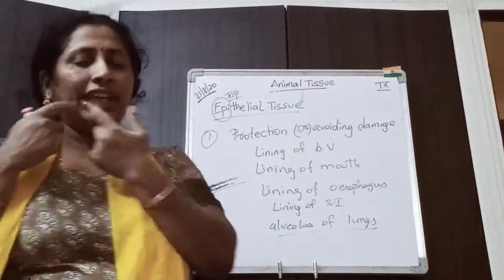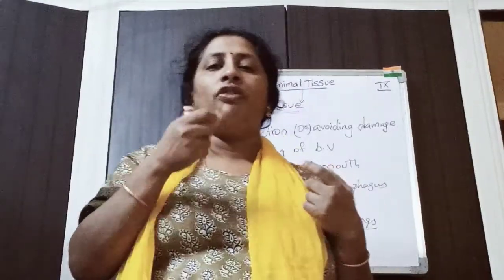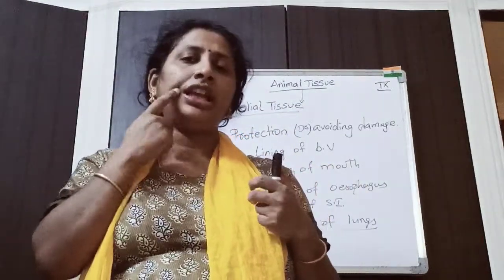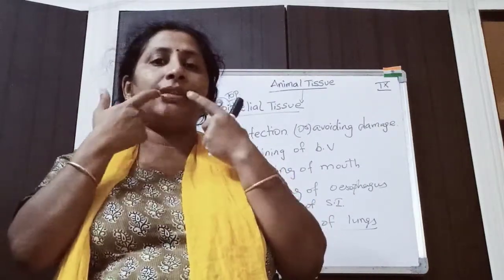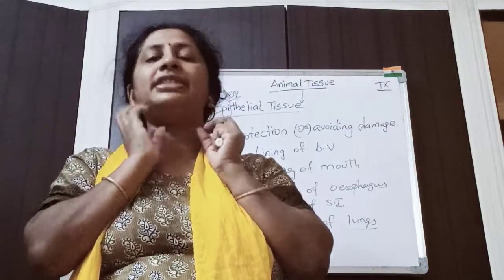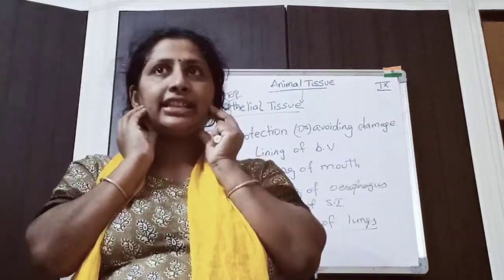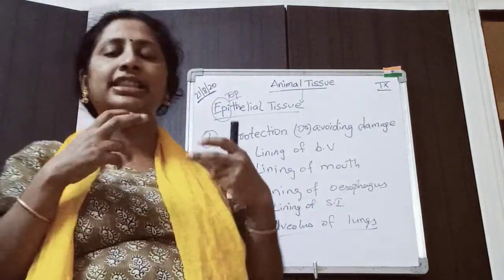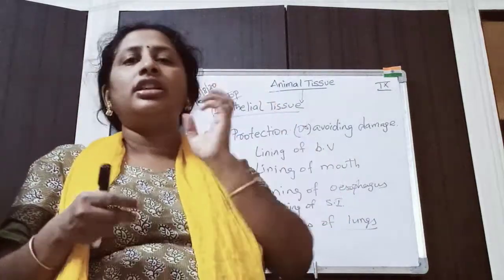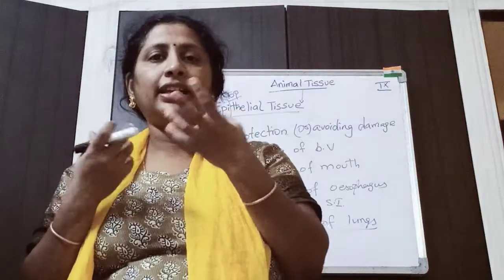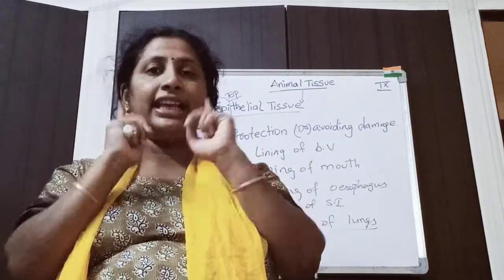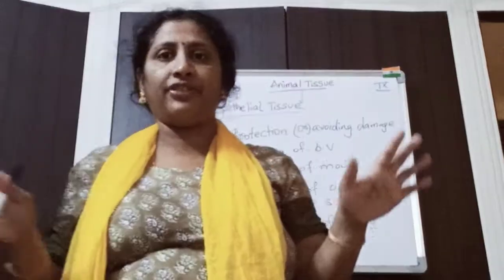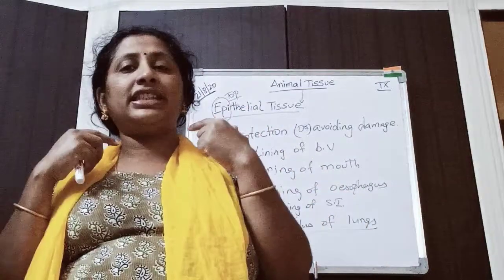Lining of the mouth. See, this is the lining of the mouth. It is protecting our digestive system, and our salivary glands are present here. This lining is nothing but epithelial tissue. So if you drink something hot or cool, what happens? This layer will burn, but the inner layers will be safe.